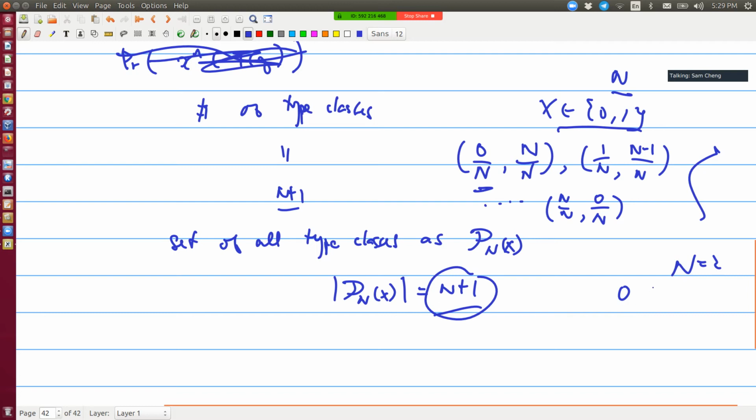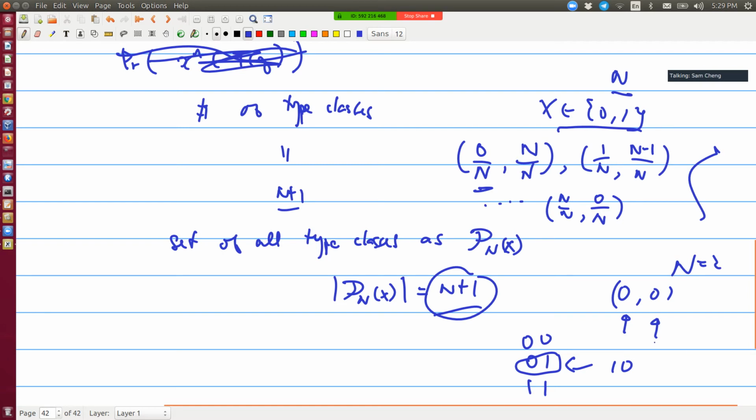We are not counting the number of sequences, we are counting the number of different types. If you want to use a sequence as a representative, that is okay. So you can say 0, 0, 0, 1, 1, 1. Yes, this is a representative. But be careful, in this type class you also have 1, 0. It's also in that class.